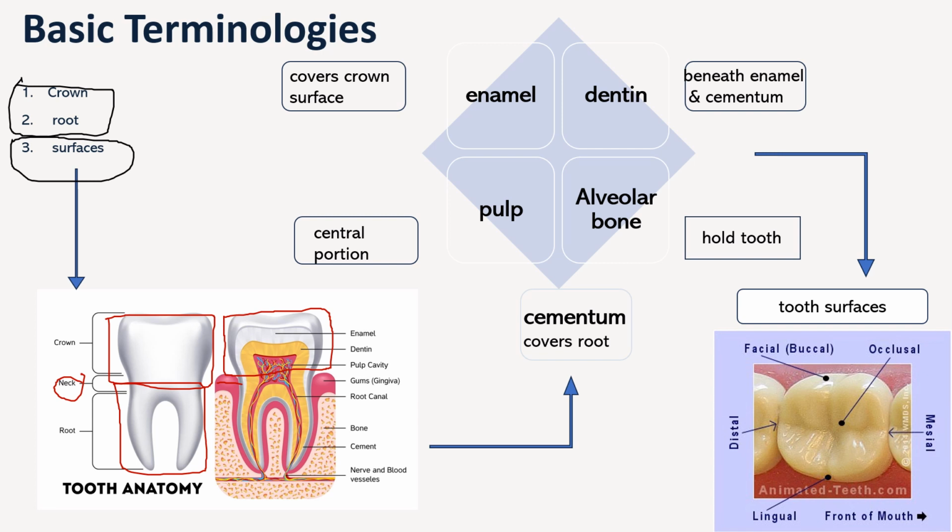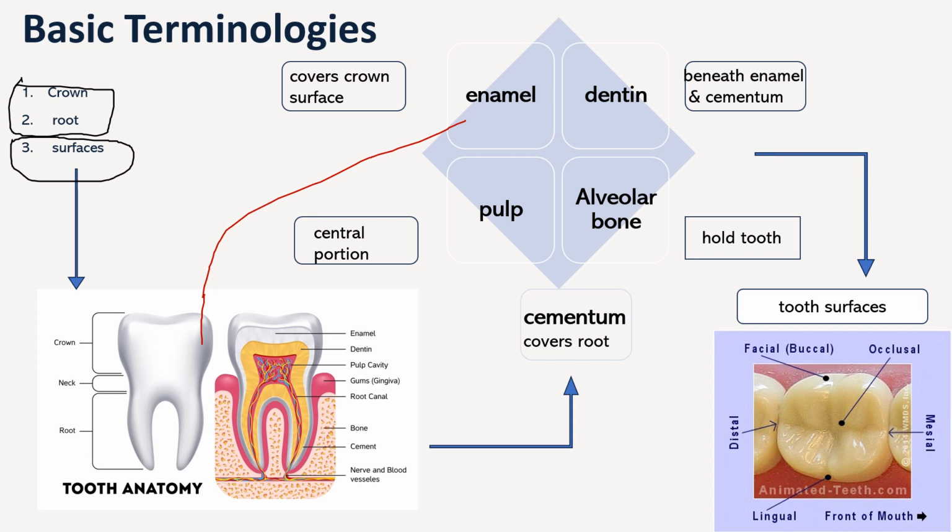Okay, then moving to the structures present in crown and the root. So crown consists of enamel, dentin and pulp. Root consists of cementum, dentin and pulp. Okay, so first moving toward the crown: crown consists of enamel, dentin and pulp. And root consists of cementum, dentin and pulp. So remember, pulp and dentin both are common in the crown and root portion.